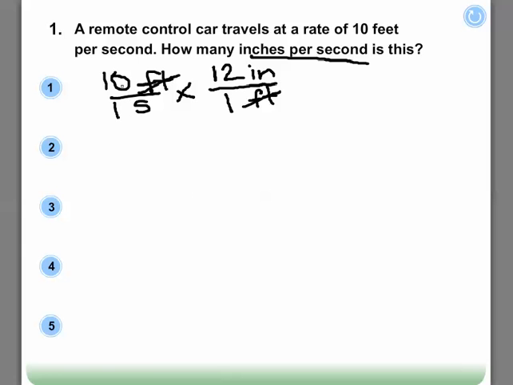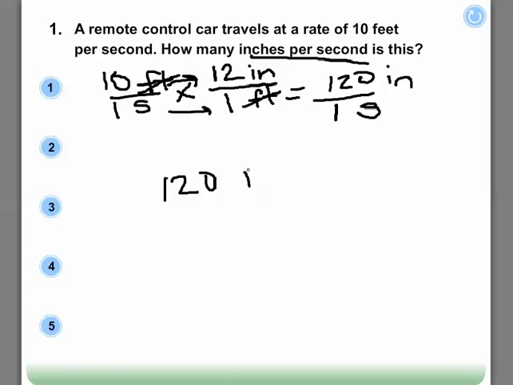And then we've got 10 times 12 is 120. And then 1 times 1 is 1. And we crossed feet out, so the only variable on the top is inches. And then on the bottom we crossed feet off, so we have seconds. So our answer is going to be 120 inches per 1 second.